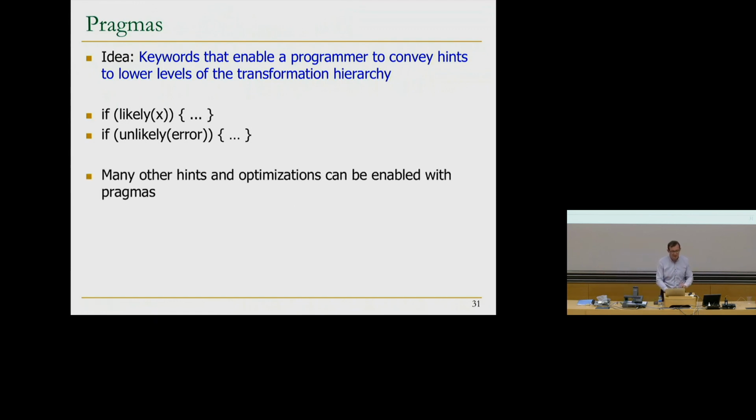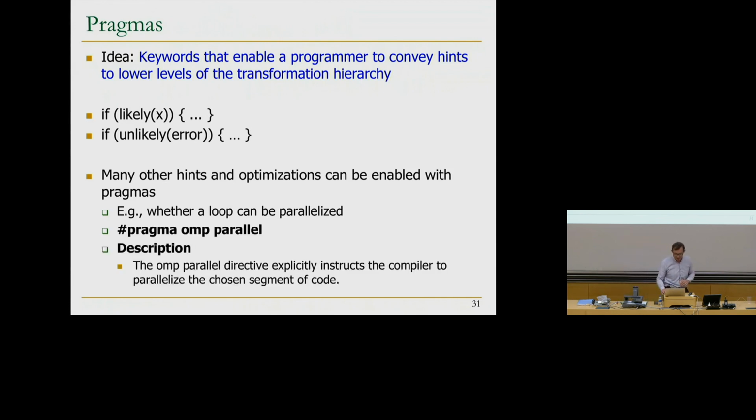And there may be many other hints and optimizations that are enabled by pragmas. I'll give you one other example, not related to branch prediction, but whether a loop can be parallelized, for example. In the OpenMP parallel programming model, you can have a pragma. Before a loop, you can say, I think this loop can be parallelized. So this is a description directly from the OpenMP documentation. Basically, this directive explicitly instructs the compiler to parallelize a chosen segment of code. This is another example of a pragma. The programmer thinks that this can be parallelized.